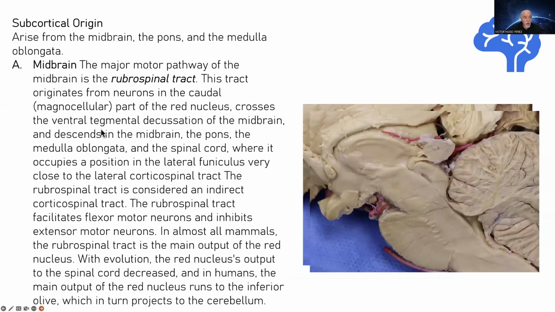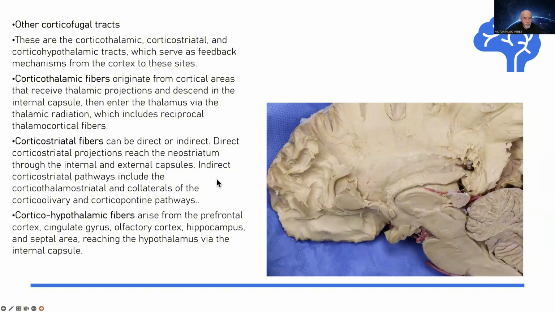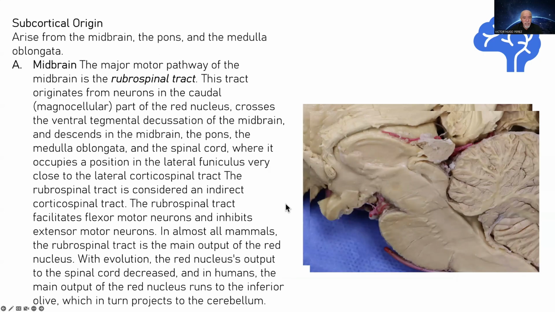Motor tracts of subcortical origin arise from the midbrain, pons, and medulla oblongata. From the midbrain, the major motor pathway is the rubrospinal tract. This tract originates from neurons in the caudal magnocellular part of the red nucleus, crosses in the ventral tegmental decussation of the midbrain, and descends in the midbrain, the pons, the medulla oblongata, and the spinal cord, where it occupies a position in the lateral funiculus very close to the lateral corticospinal tract. The rubrospinal tract is considered an indirect corticospinal tract. The rubrospinal tract facilitates flexor motor neurons and inhibits the extensor motor neurons. In almost all mammals, the rubrospinal tract is the main output of the red nucleus. With evolution, the red nucleus output to the spinal cord decreases, and in humans, the main output of the red nucleus runs to the inferior olive, which in turn projects to the cerebellum.